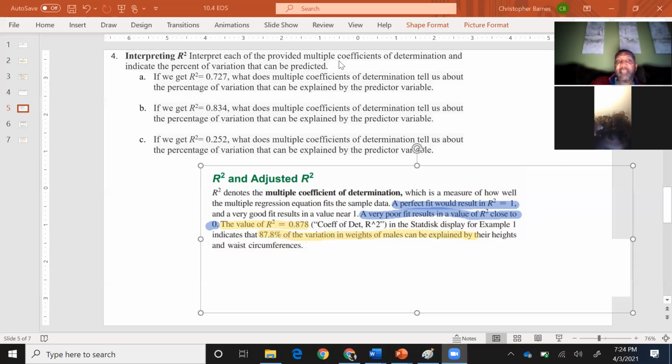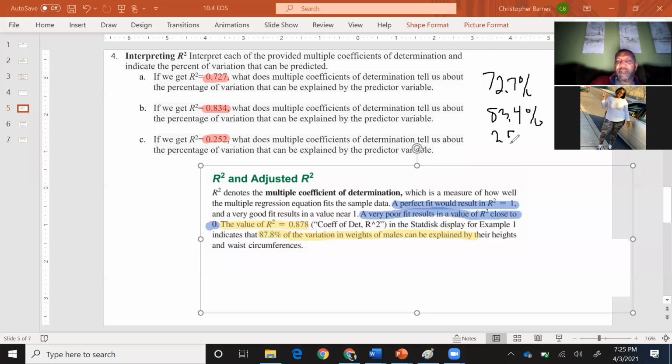Right now, that's going to be important because I'm giving right here for this problem that I made up, I'm giving people 3 R values. R value of this, R value of that, R value of this right here. And once you get that to them, they'll be able to know what the answer should be. The first one's probably 72.7%, 83.4%, and then 25.2%. There you go.